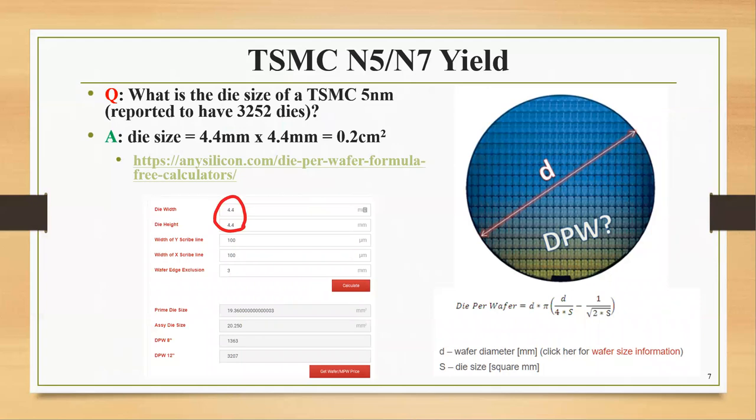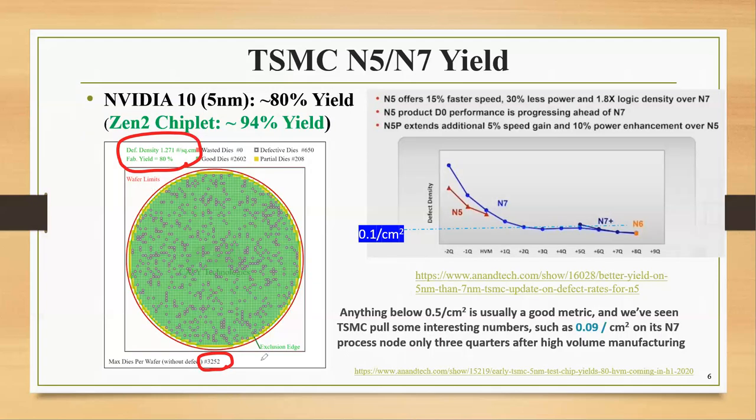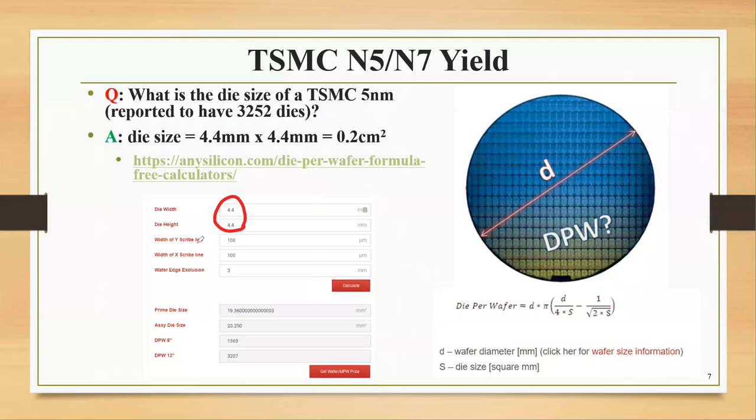Now, we use the data and would like to understand. So he's reporting out that the total maximum dies per wafer is about 3,200. So I would like to know what is the die size of this product, the NVIDIA 10. Right. Then I will go and use this website. This website is called a gross die per wafer formula.